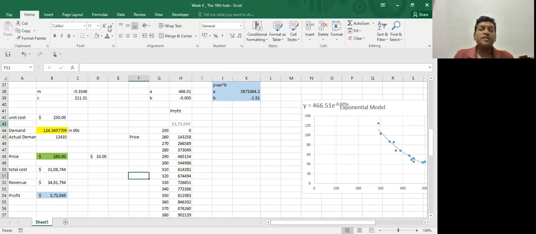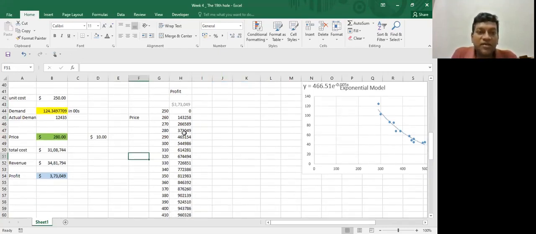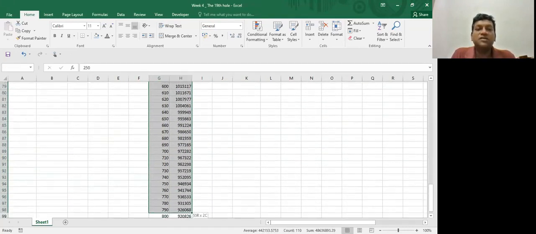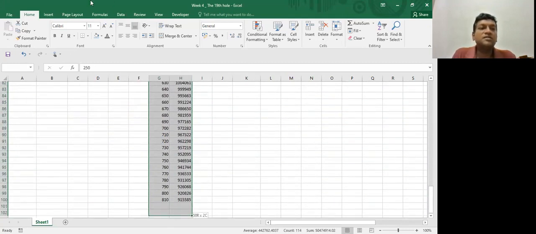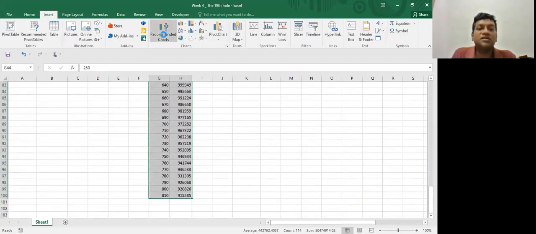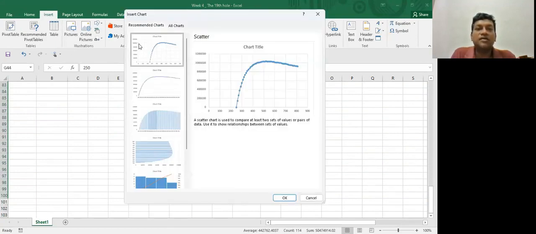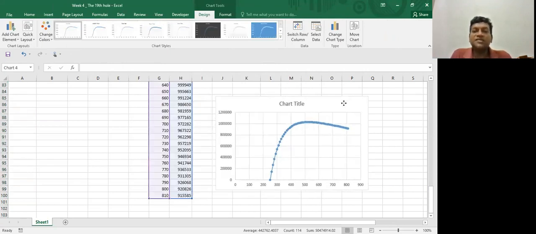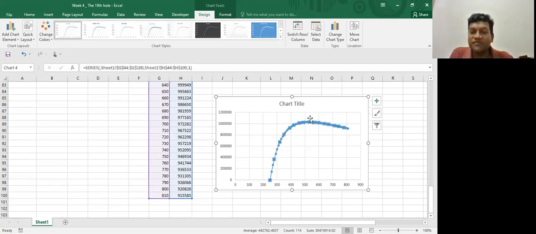Okay, fine. So now let's look at this relation between price and profit. So I am picking up these values and plotting it. I'm saying insert, chart, and I'm picking up this chart. So this is essentially the price versus demand curve. You notice that it goes up and it curves down, and somewhere you have a sweet spot, I suppose somewhere here, because after a point the profits begin to drop.